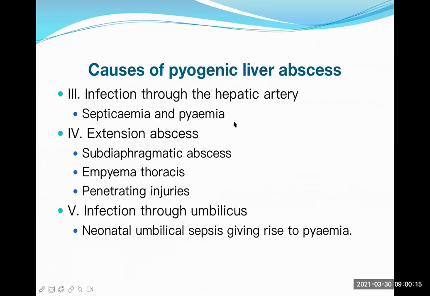Infection through the hepatic artery in case of septicemia and pyemia. Now, septicemia is the multiplication of microorganisms in the blood with signs and symptoms. Pyemia is the presence of pus, the infected material, in the blood. So both of them can reach the liver through the hepatic artery. Another cause is extension of an abscess from the nearby area.